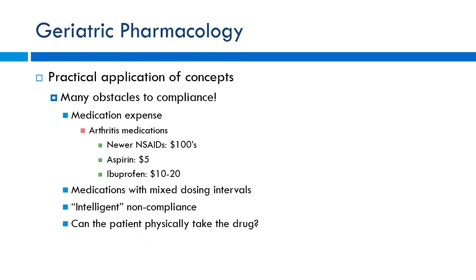Then consider, can the patient physically take the drug? For instance, some of the medications we use for rheumatoid arthritis are actually injectable products. They come in these little pens, some like an insulin pen, where they have to stick themselves and inject the drug. However, if they have rheumatoid arthritis, their joints might be no good, right? They may not have the dexterity to actually administer the medication. Those are good questions to ask, right?